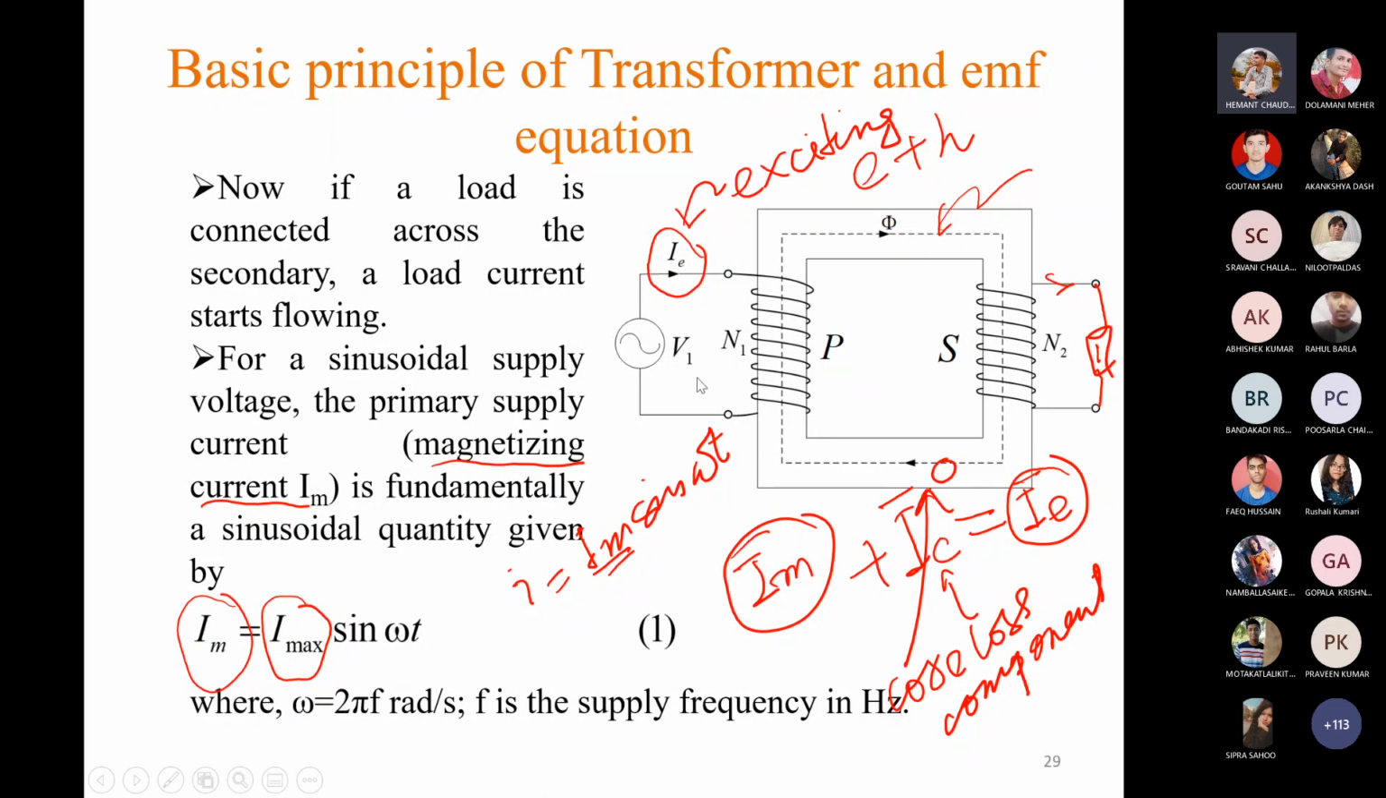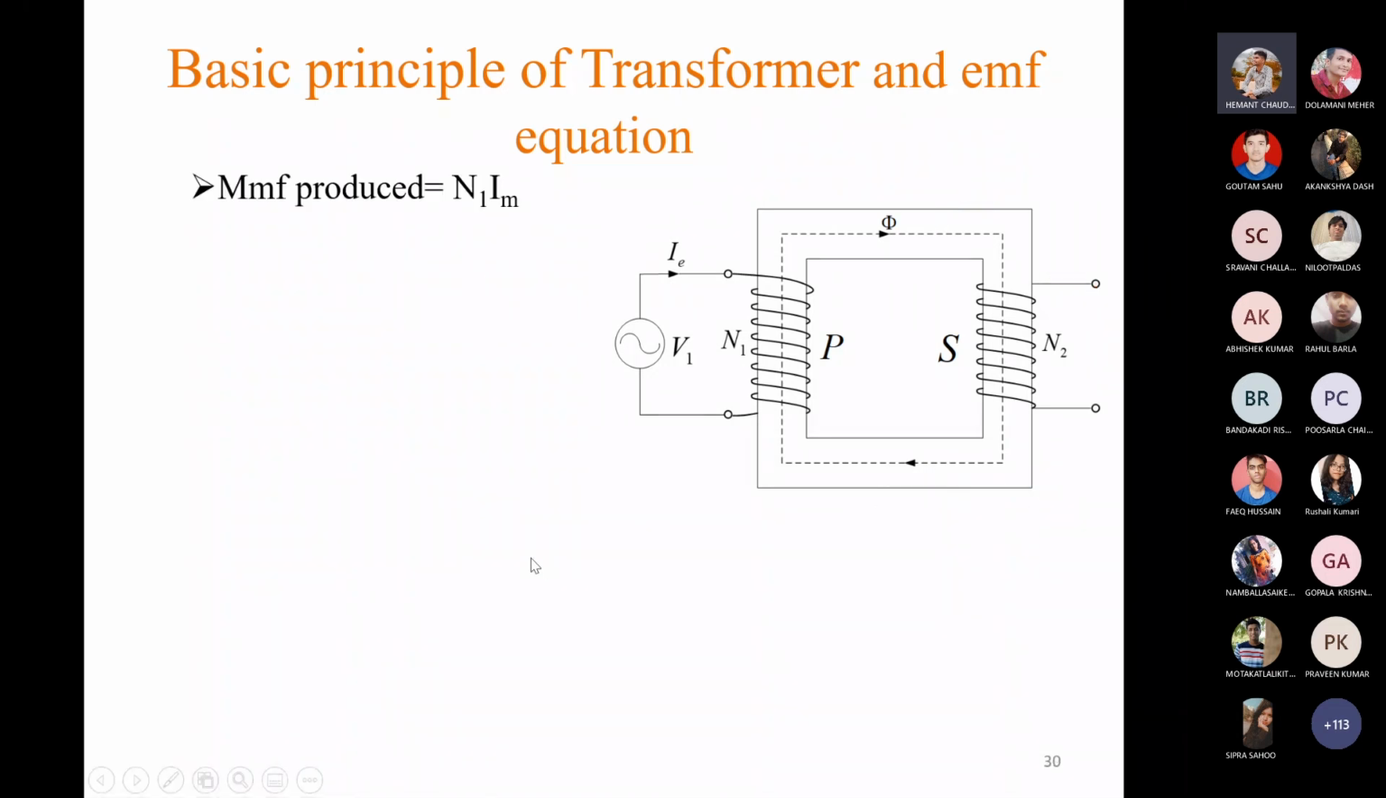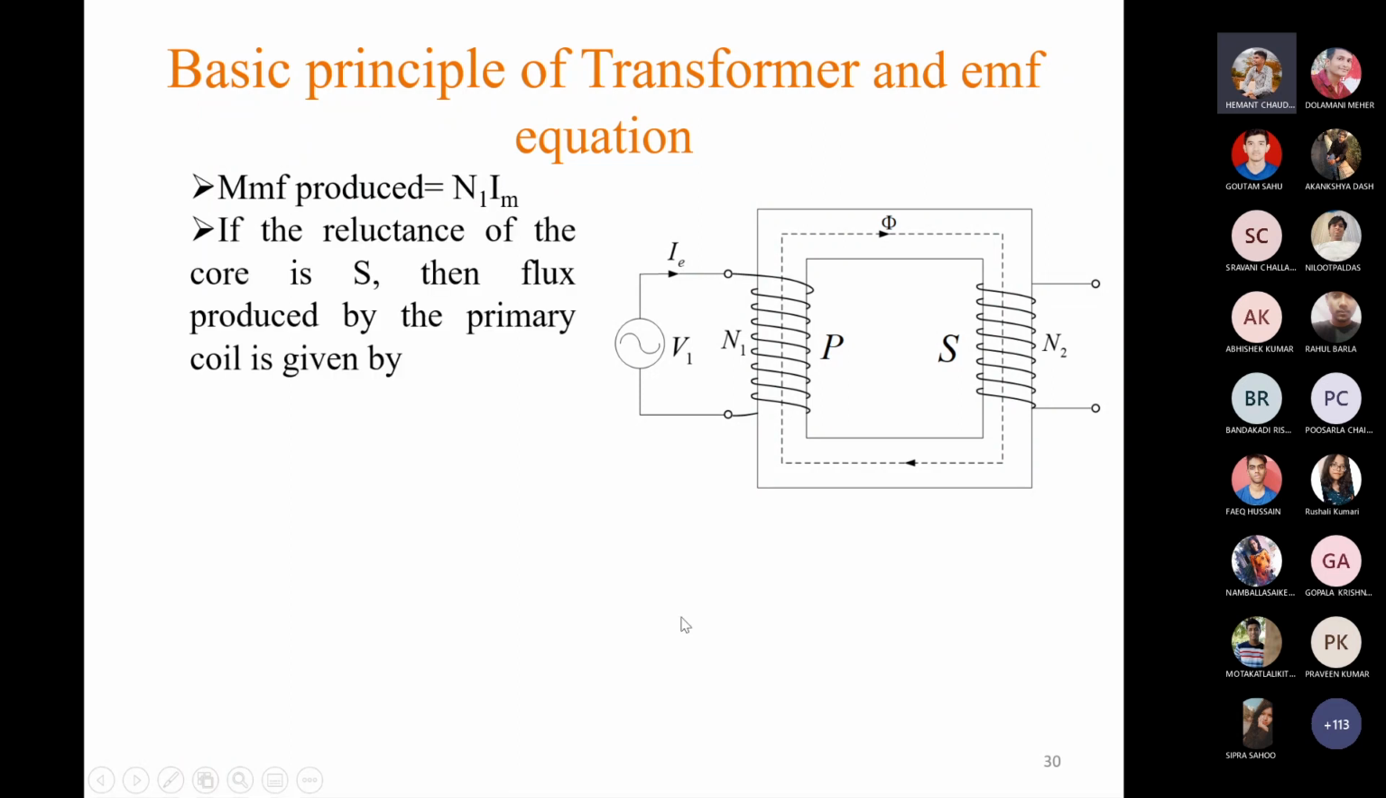So when this V1 is connected across the primary winding having N1 number of turns, the current starts to flow through these N1 turns. Or we can say the current Im starts to flow through the N1 turns, because IE and Im are the same. Therefore the MMF produced is equal to N1 Im, or you can write N1 IE also. Now if we consider S as the reluctance of the core, then the flux produced by the primary winding is given by phi equals N1 Im by S.